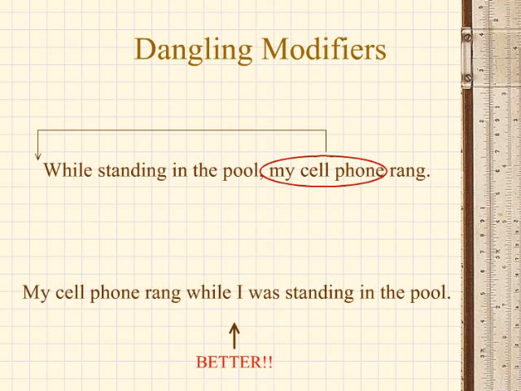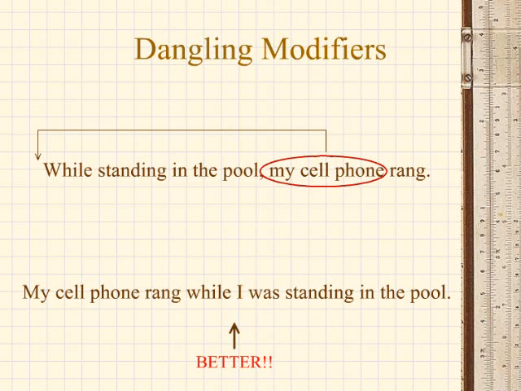Your textbook states that there are a few things you should do when you spot a dangling modifier. They include: 1. Place the subject within the opening word group. Let's go back to the example. While standing in the pool, my cell phone rang. The subject of this sentence is the cell phone, so if we place the cell phone in the opening word group, the sentence should be clear. Take a look. My cell phone rang while I was standing in the pool.